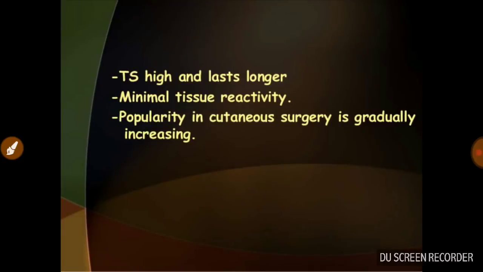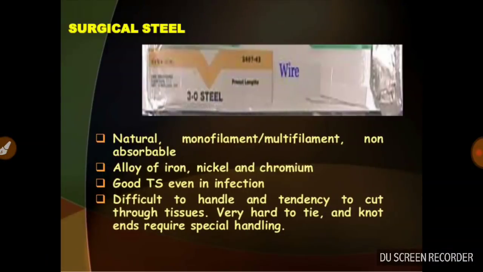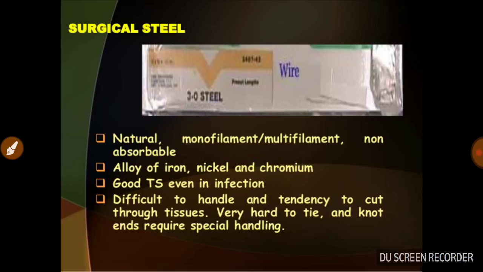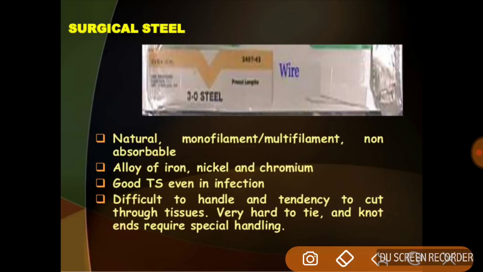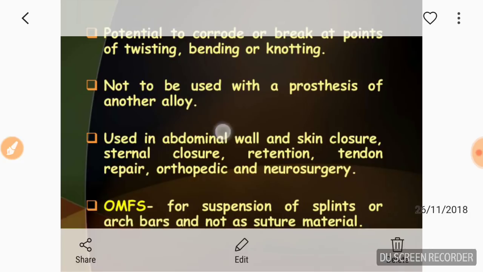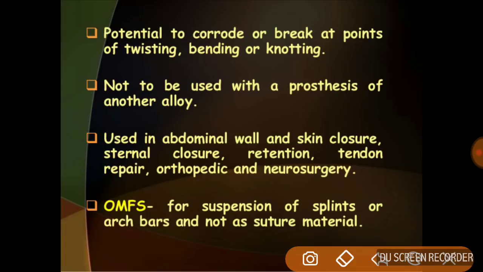Minimal tissue reactivity, and its use in cutaneous surgery is gradually increasing. So last is surgical steel. It is also a good one, natural, monofilament or multifilament, and non-absorbable. An alloy of iron, nickel and chromium is used. Good tensile strength even in infection, but it is difficult to handle. Tendency to cut through tissue, very hard to tie, and knot ends require special handling. Potential to corrode or break at points of twisting and bending. Not to be used with a prosthetic of another alloy.